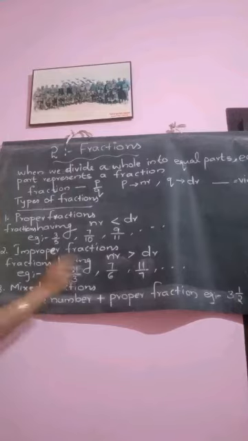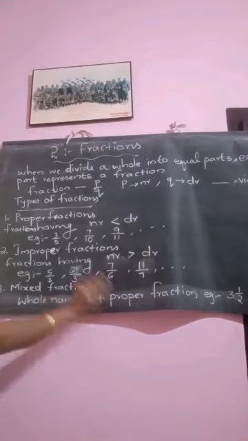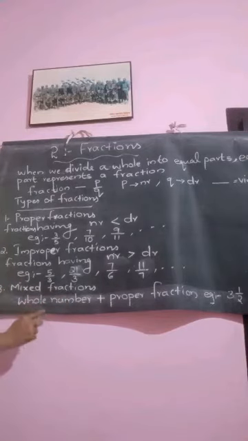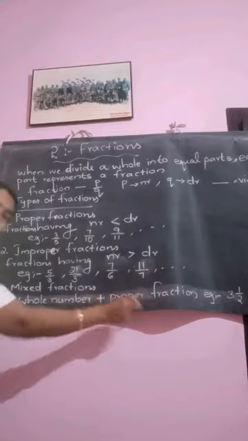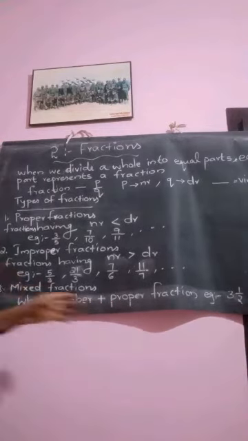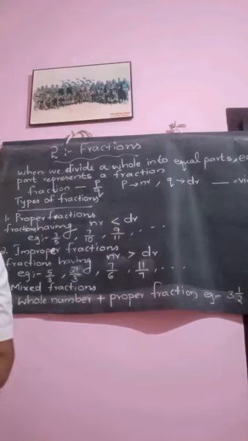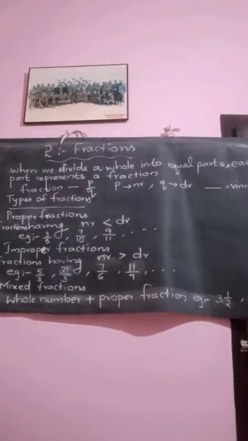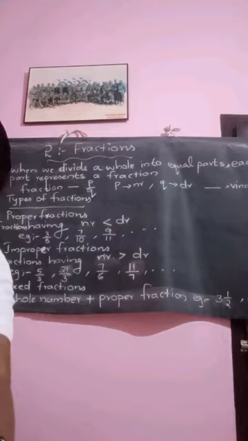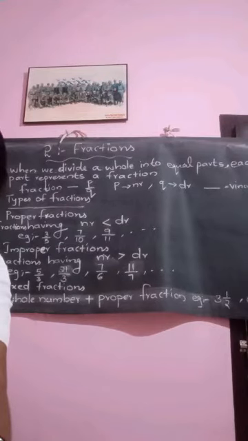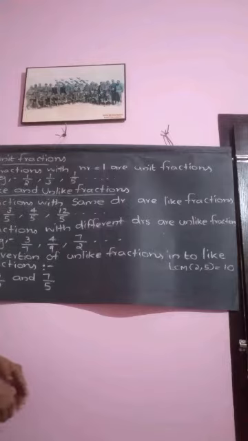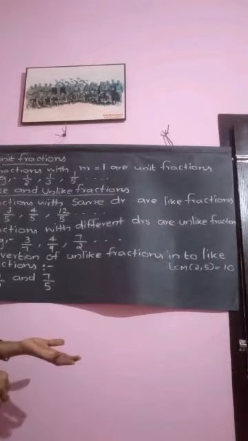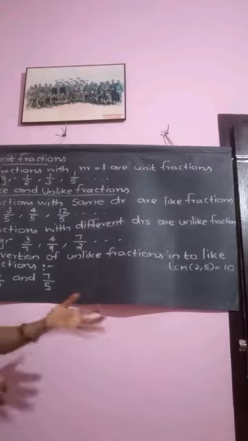Third one is mixed fractions. What is meant by mixed fractions? They represent a whole number plus a proper fraction. For example, we can have several examples: 3 1 by 2, 2 2 by 7, etc. are all called mixed fractions. Let us continue again. So, mixed fractions we have studied now: a whole number plus a proper fraction.